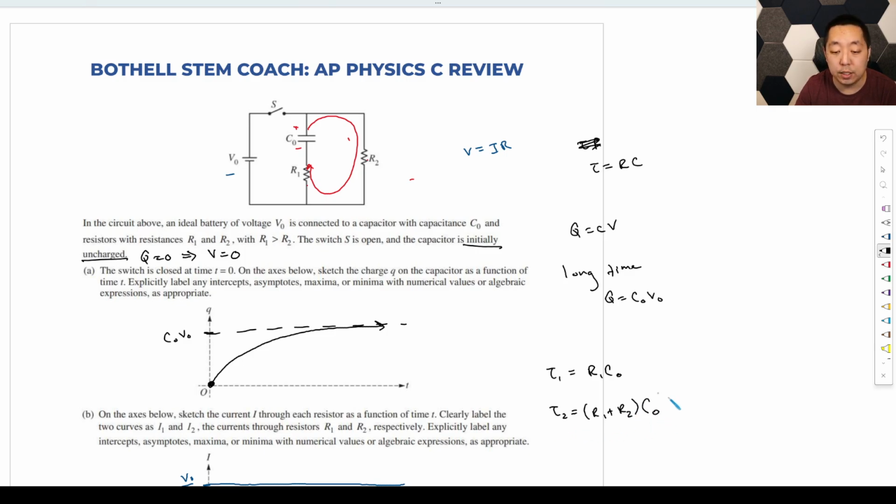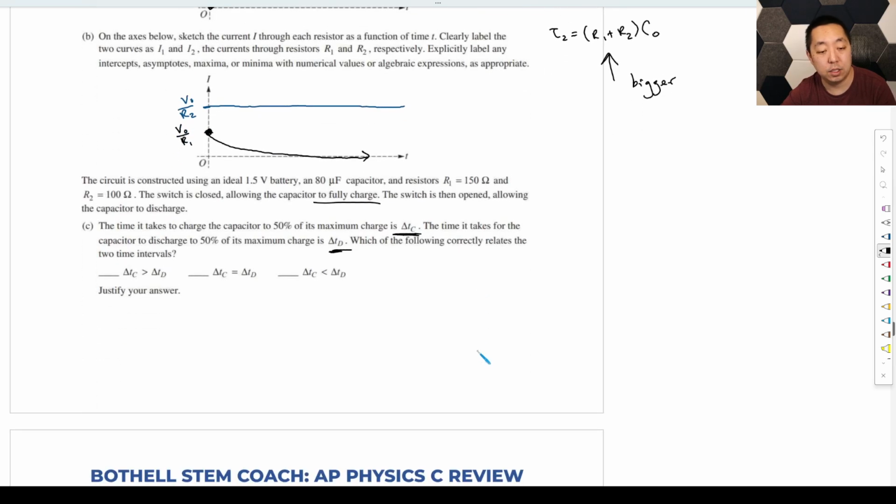So this has a bigger time constant, which means it's going to be slower to discharge, because the bigger the time constant, the longer it takes. So we'll say TD is greater than TC, and it's because it has a larger time constant. And you would show those time constants over here as our justification.